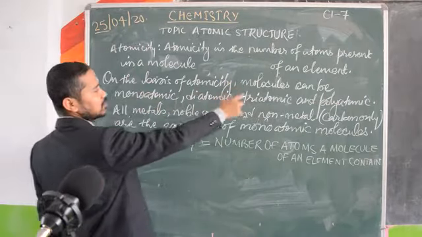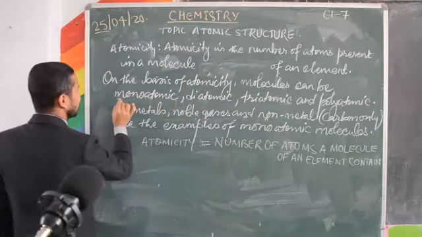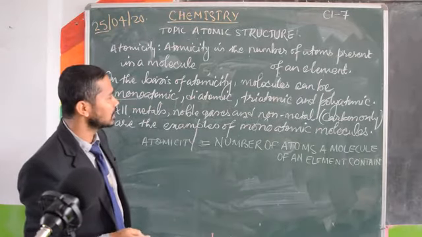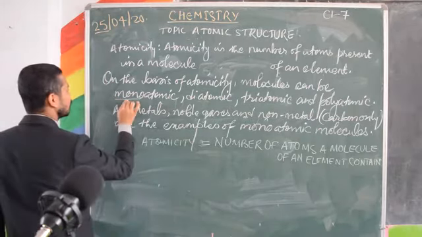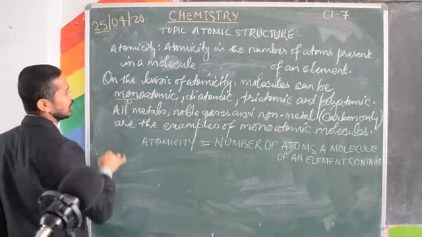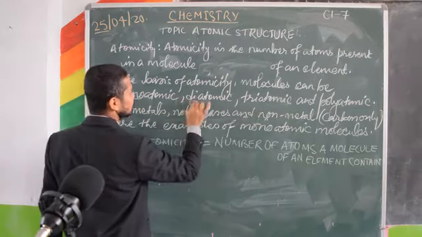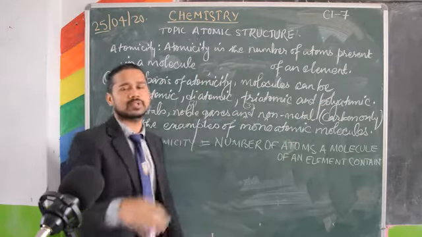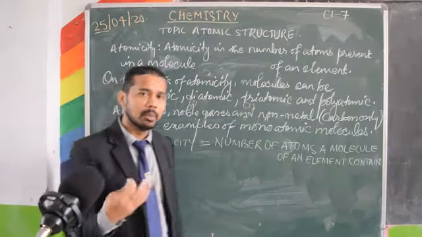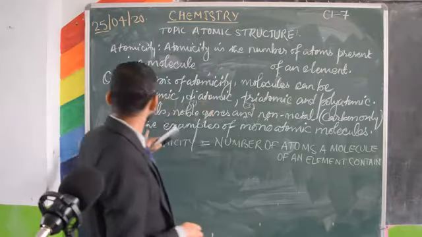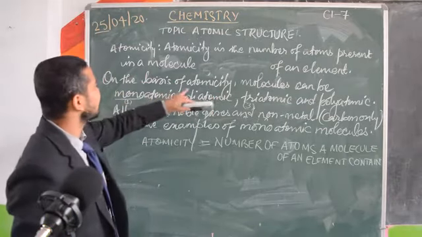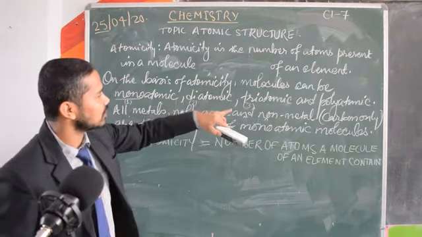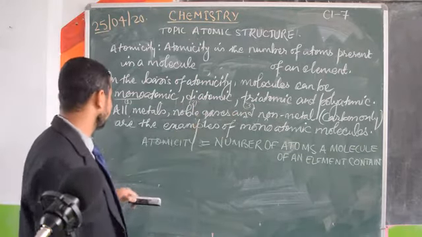Monoatomic, diatomic, triatomic, polyatomic. Mono means one. Di means two. Tri means three and poly means more than three. So, on the basis of atomicity, molecules can be monoatomic, diatomic, triatomic and polyatomic.